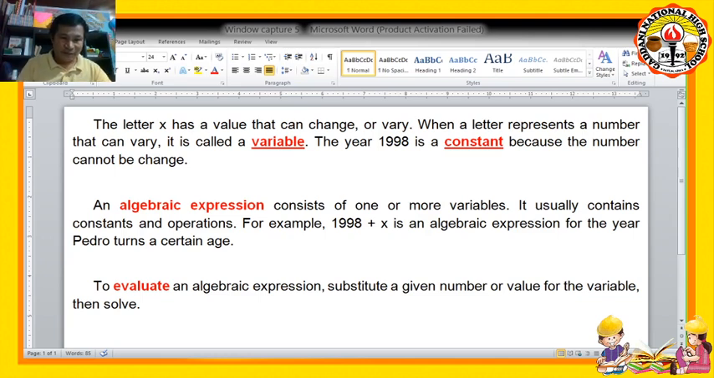An algebraic expression consists of one or more variables. It usually contains constants and operations. For example, 1998 plus X is an algebraic expression for the year Pedro turns a certain age. To evaluate an algebraic expression, simply substitute a given number or value for the variable, then solve.